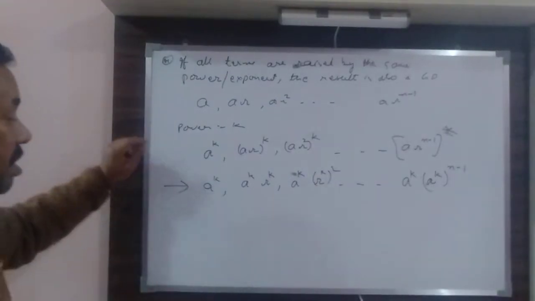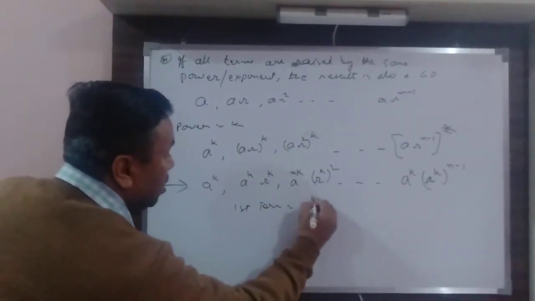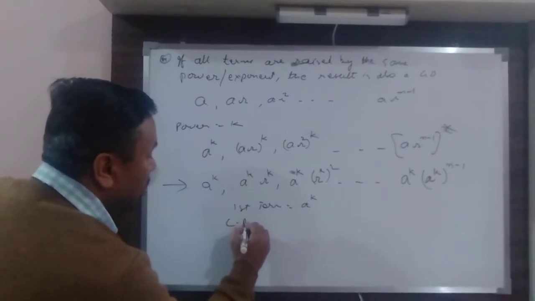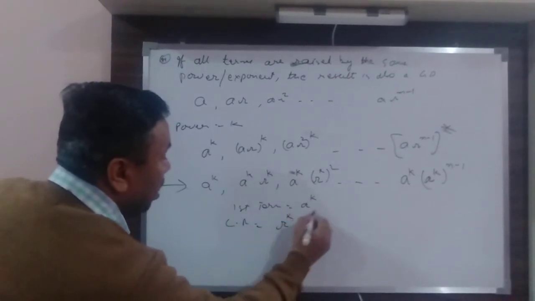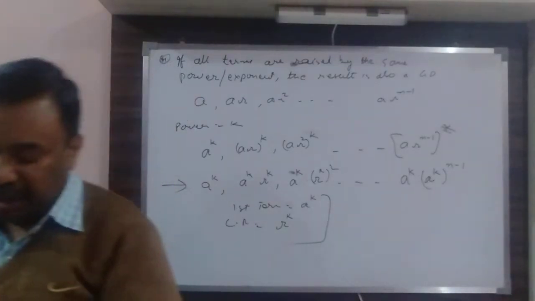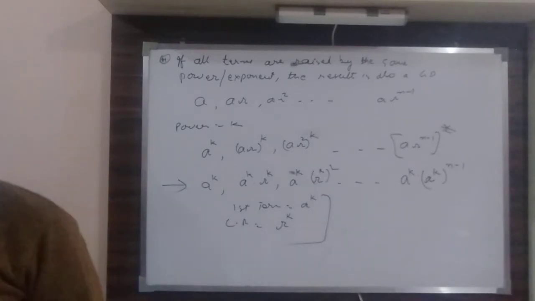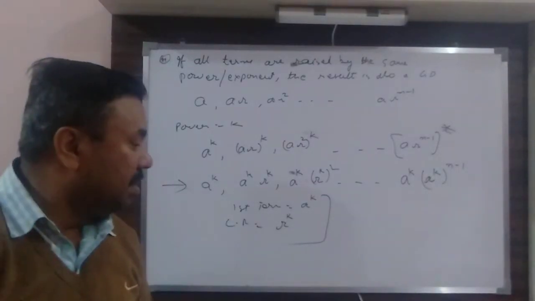And now you can see it is a GP with first term A raised to the power k and the common ratio R raised to the power k. Means both things will be raised by the power k. Okay. Now there is another thing in this.